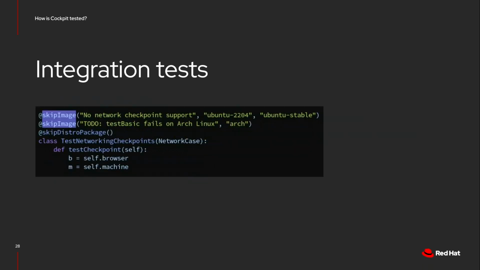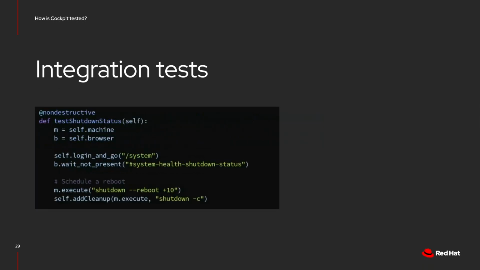We also can't really run all tests on all distributions. So we skip tests on, for example, this one, because Network Manager Ubuntu lacks some, so we have to keep it, and this is done with a Python decorator. And then there's these non-destructive tests, which I also already explained. Basically, if you run them, they clean up after themselves, and they shouldn't interfere with other tests which are run afterwards.